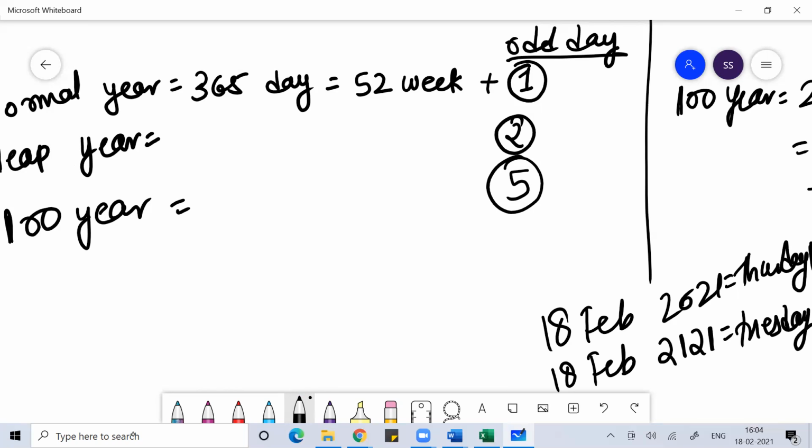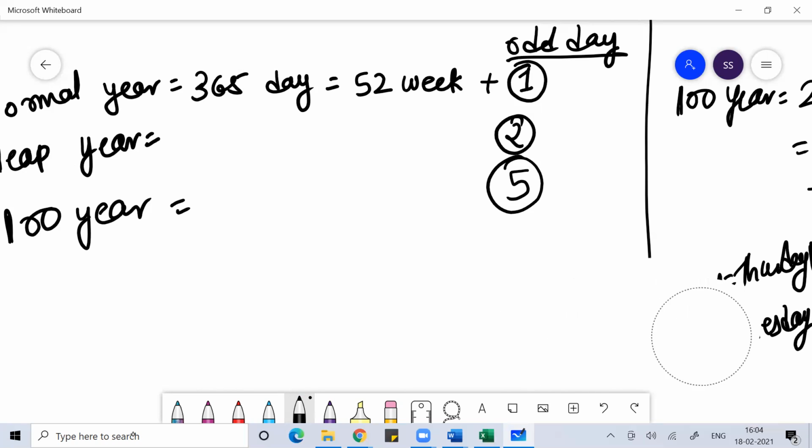So in case of 100 years, the extra days will be 5. For the year 2000 the calendar will not be here, but you can go back and check in past days, and you'll get the same answer. In case of 100 years, you have 5 extra days.